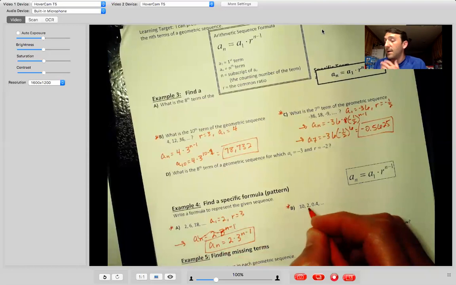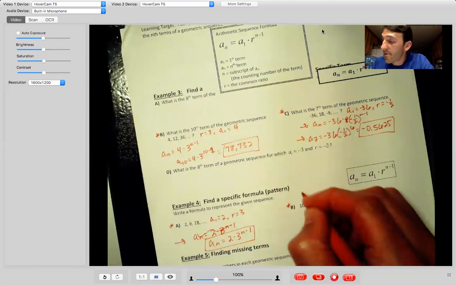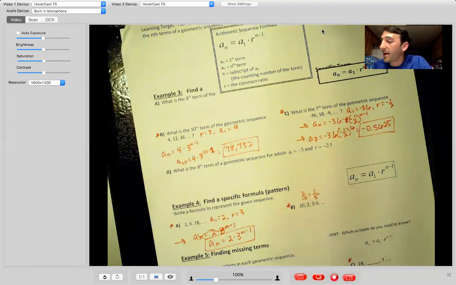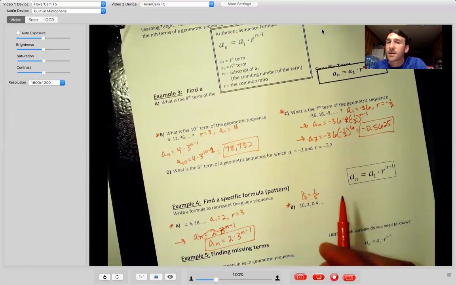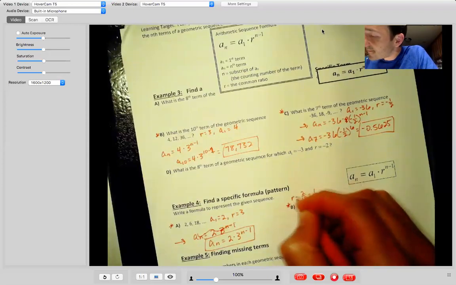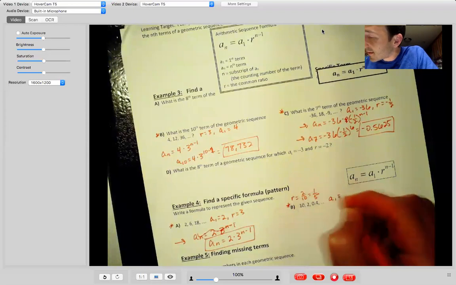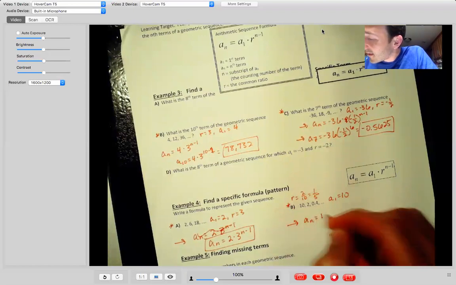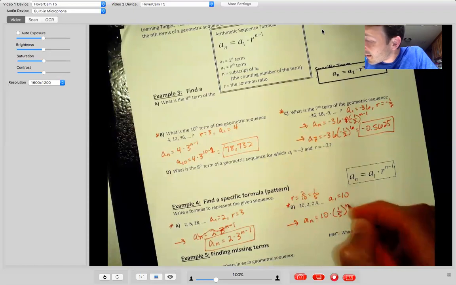And then the next one, 2 over 10 is equal to 0.2 or 1/5. If you did have to do 0.4 over 2 to come up with that, you could make it equal to 4 over 20 and reduce, or you could just divide and then use your calculator to do the fraction feature. Anyways, that's r, and a sub 1 is 10. So my formula, a sub n equals 10 times 1/5 to the n minus 1.